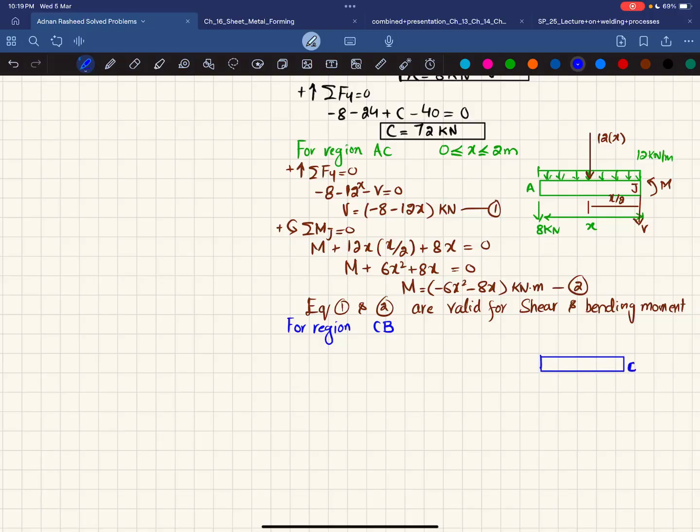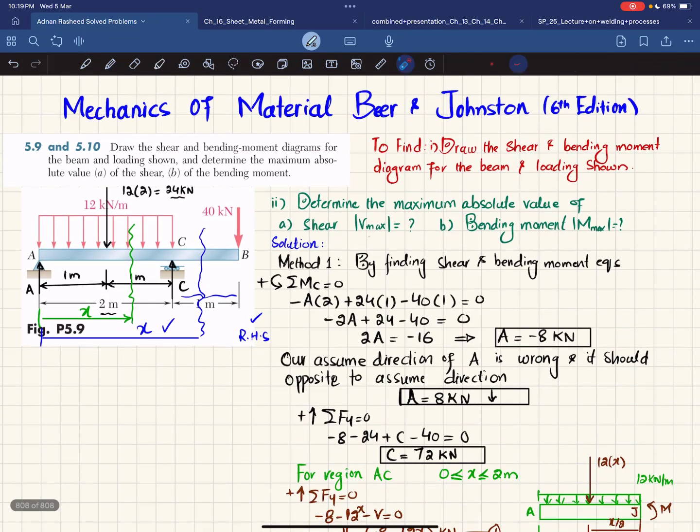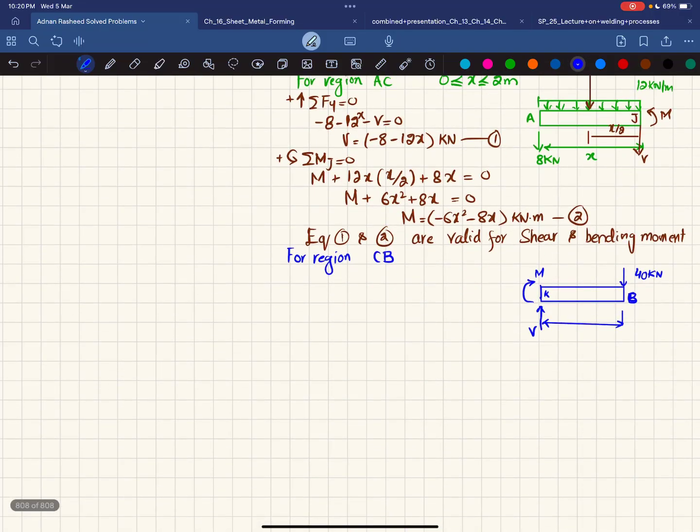This is your point B, where you have a 40 kilonewton load, and this is your point where you have cut it. When you cut it, you will have a shear force and you will be having a moment M, and let this be your point K. Now what is this distance? Let me show you that this distance will be equal to 3 minus x. Why? Because you can see the total length is 3 meter, this is 3, and this is x, where you have section 8. So this distance will be 3 minus x.